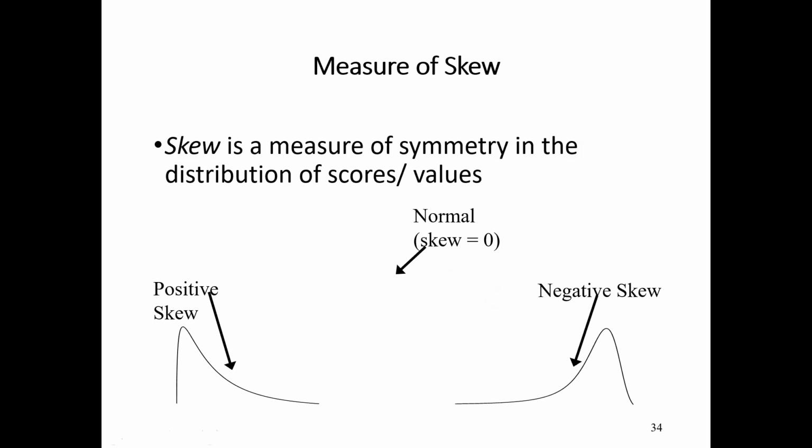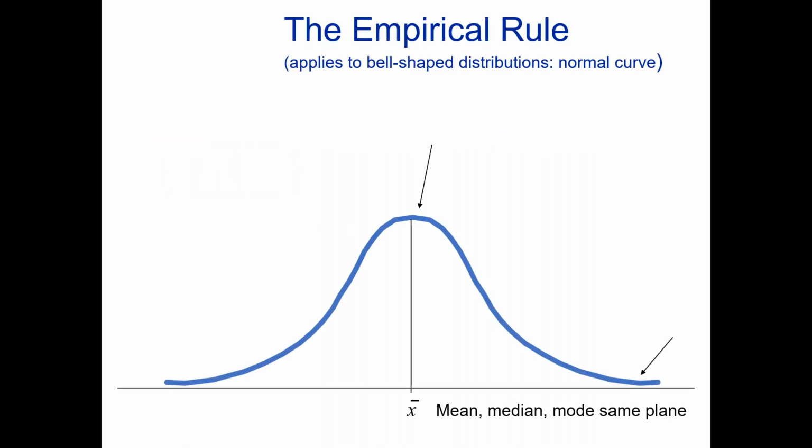So skewness is a measure of symmetry in the distribution of the scores and the values. Now let's come to the normal distribution, which is also known as the Gaussian distribution. What are the various features of that? Let's try to understand that. You can see here there's a bell-shaped curve, the dark blue colored one, and you can see the baseline. The left hand side tail is here and the right hand side tail is here, where the arrow is also given.